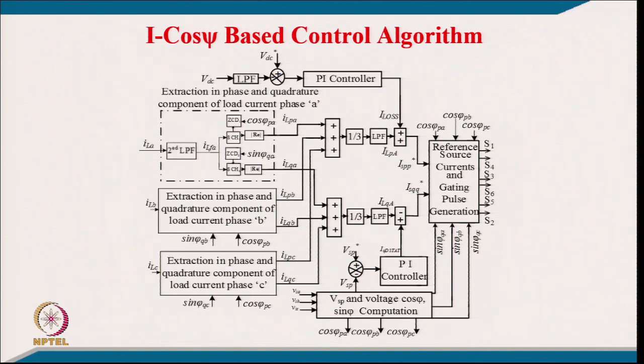So, then we have to take the average of this, because the active component is typically a fixed quantity for a steady state system, divide by 3. Virtually we are providing load balancing and we are using a low pass filter. So, we are getting the active component of current. This has to come from the supply. This is also from the supply for loss.